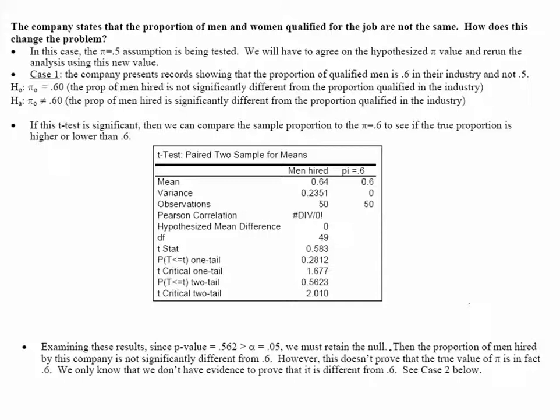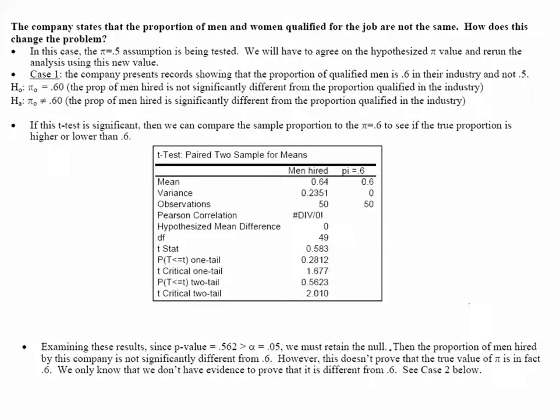Now, let's change this problem just a little bit. Let's say that the company states that the proportion of men and women qualified for the job are not the same. In other words, there really isn't an equal number of men and women in the available pool of candidates. So how does this change the problem? Well, the null hypothesis fundamentally changes. See, instead of 0.5 as the hypothesized mean or proportion, we would have to agree that the hypothesized population value is rerun with a new value.